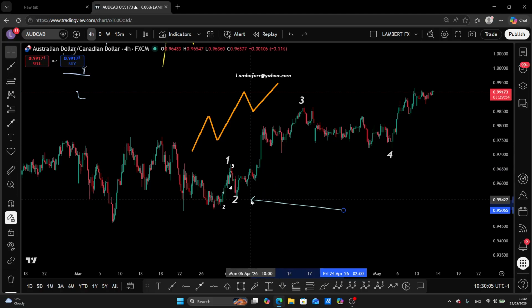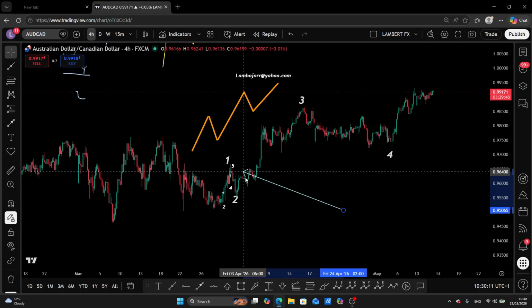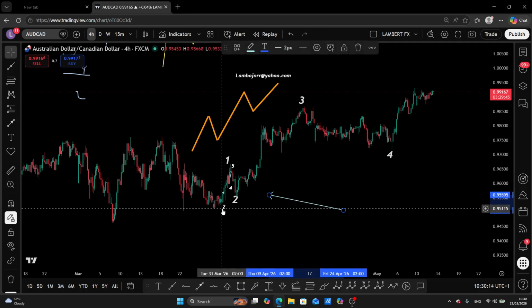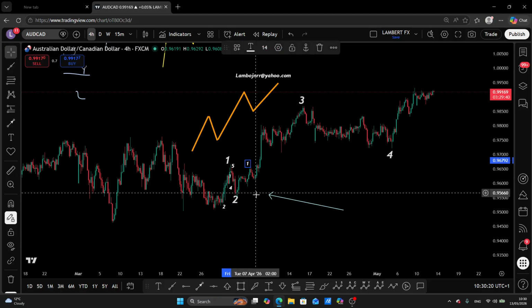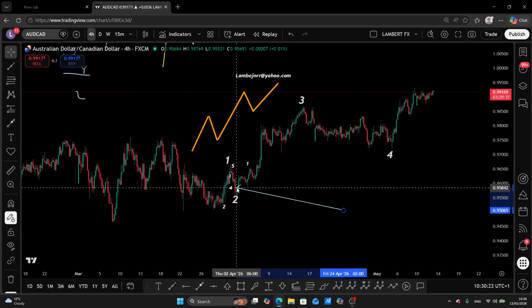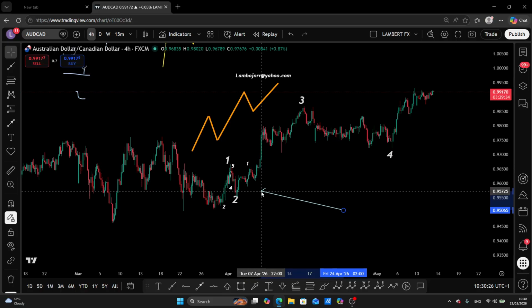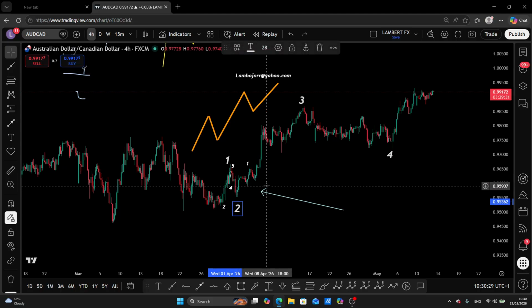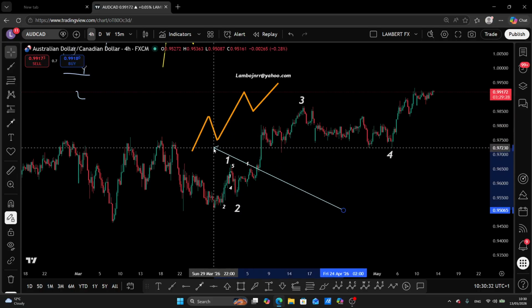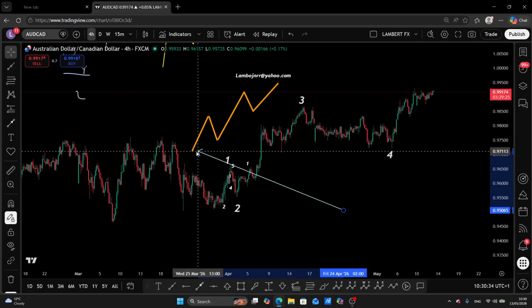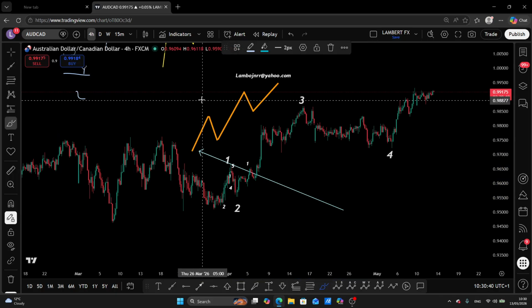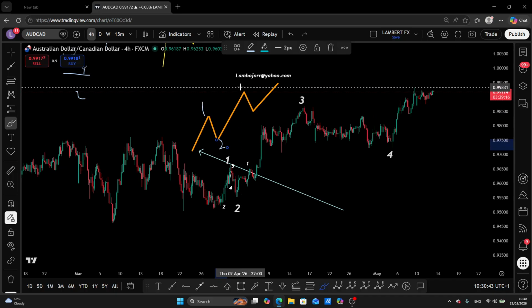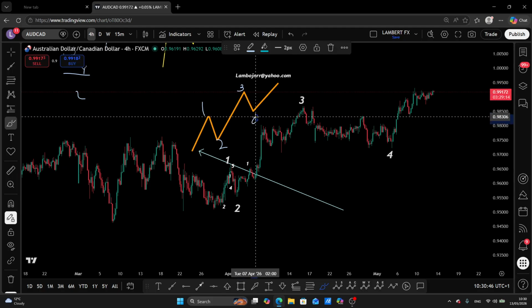So for example, the 2 completed here. You need to count a 1, 2, 3, 4, 5 leg up for 3. So this was our 1, and you count 1, 2, 3, 4, 5. You need to follow the rules of the Elliott wave. Let me label them. So this is 1, this is 2, this is 3, this is your 4, and this is your 5.